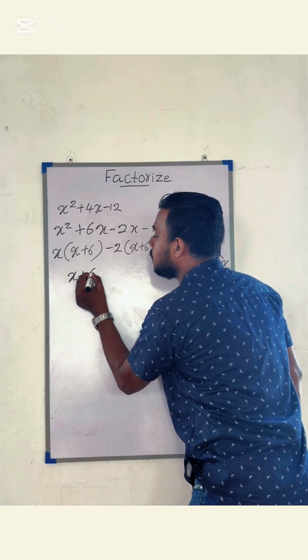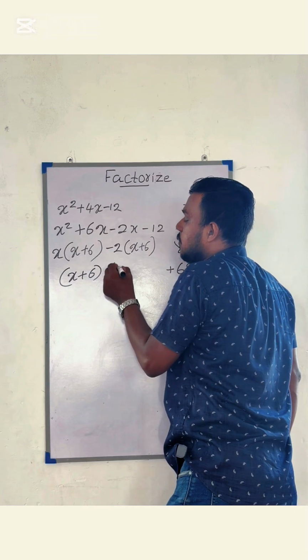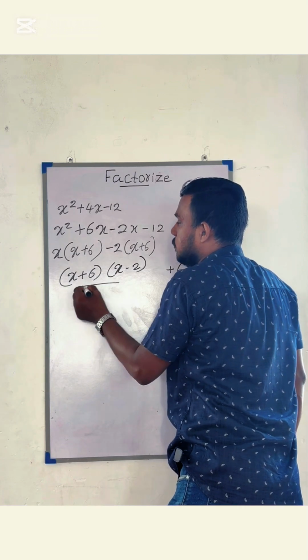So my two factors become: this is my common factor, which is h plus 6, and the remaining factor is h minus 2. Alright?